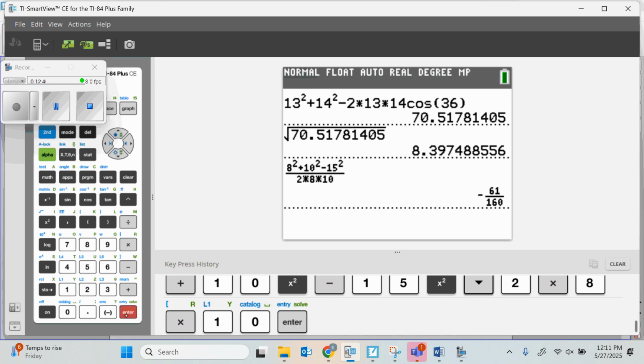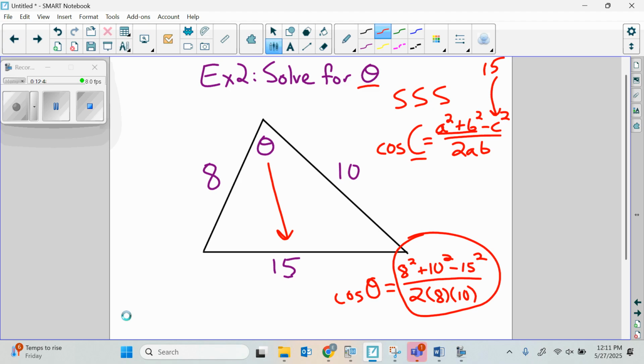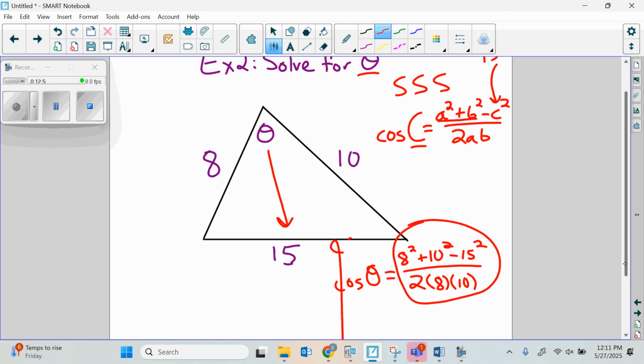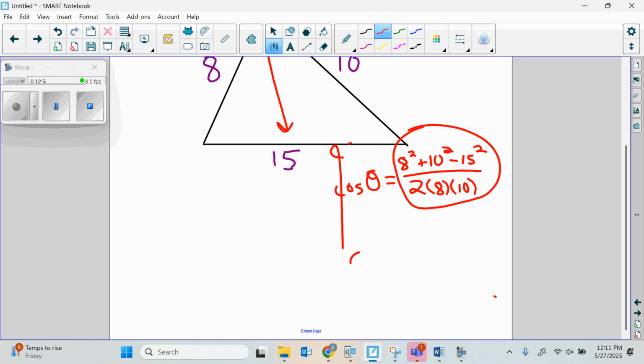And I get this weird number of negative 61 over 160. But again, that is what cosine theta equals. But I want to know theta. To get theta, I'm going to do the inverse cos of both sides.